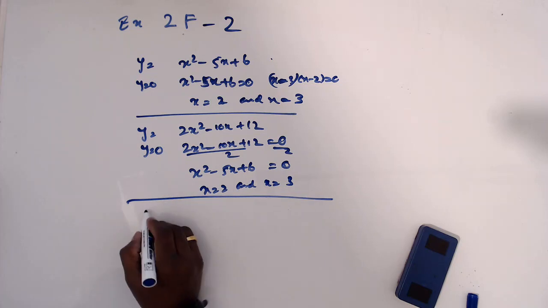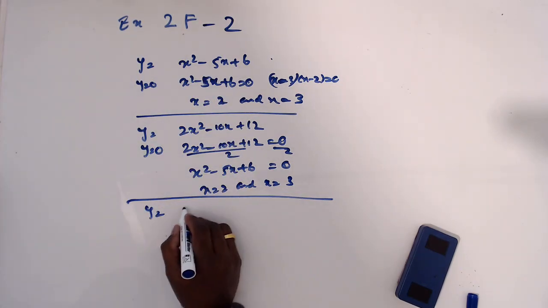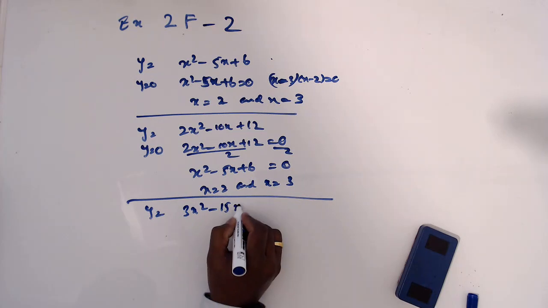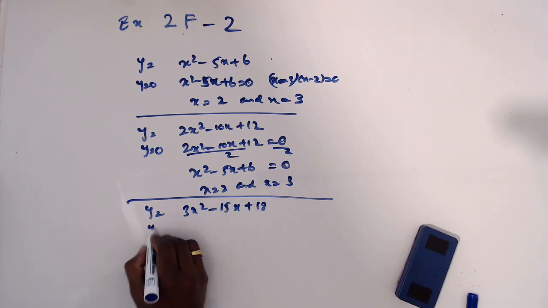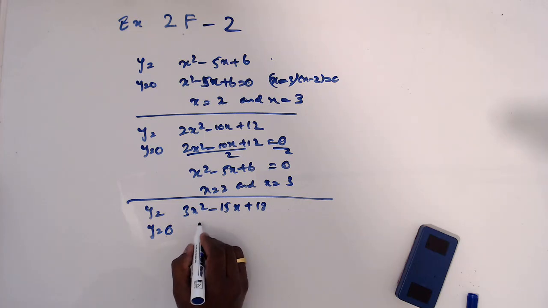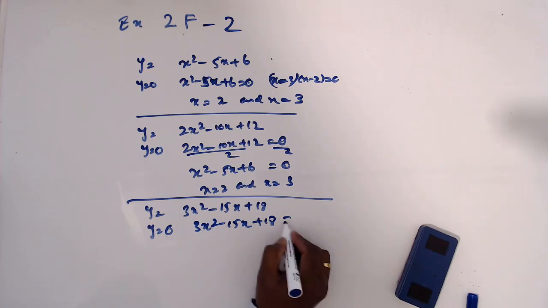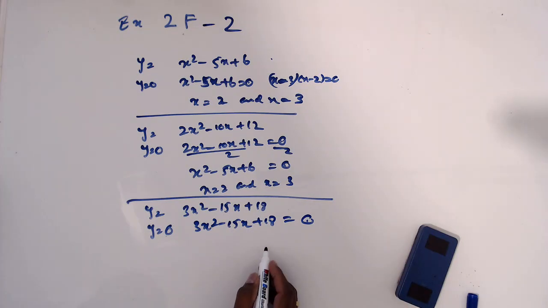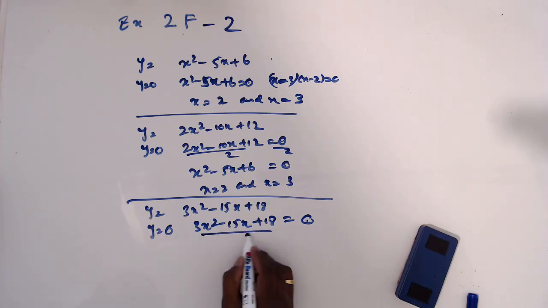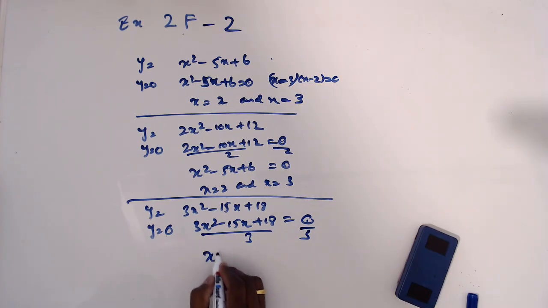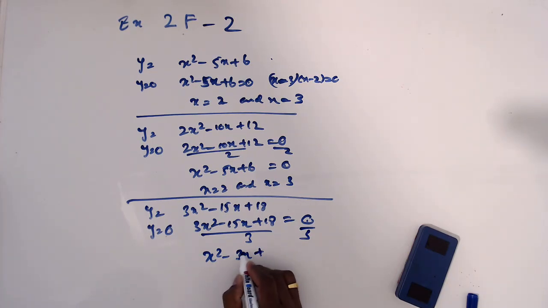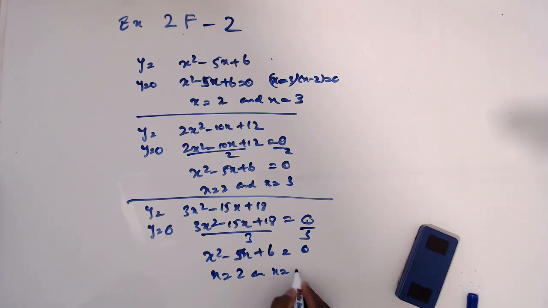Another equation. I multiply by 3. 3x square minus 15x plus 18. Then y equals 0. To find the root, 3x square minus 15x plus 18 equal 0. Then I'll divide both sides by 3. Then again the same, x square minus 5x plus 6 equal 0. Again root is x equal 2 and x equal 3.